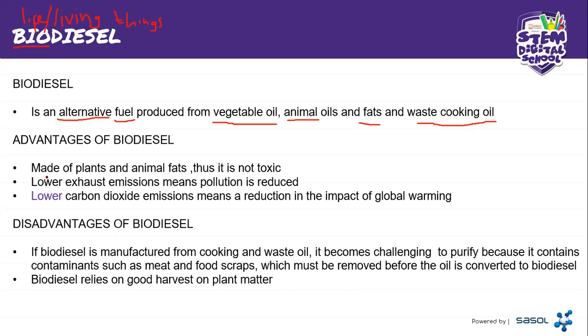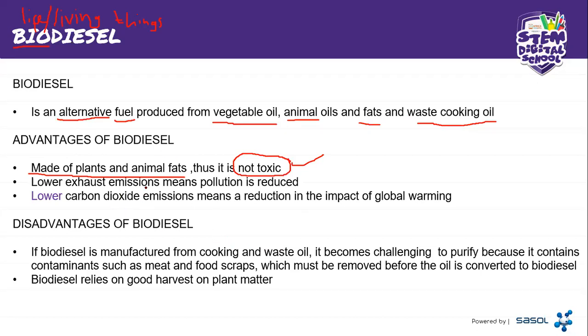Now, what are the advantages of biodiesel? Now, the fact that biodiesel is made of plants and animal fats, it tells us that it is not toxic. Now, my dear learners, please, when you give us advantages, you need to explain, because we need to understand why you are saying that is an advantage altogether. So you say, okay, it is made from plants and animal fats altogether. Thus, it is not toxic. Then you will get 1 mark. And those are the things that you must remember.